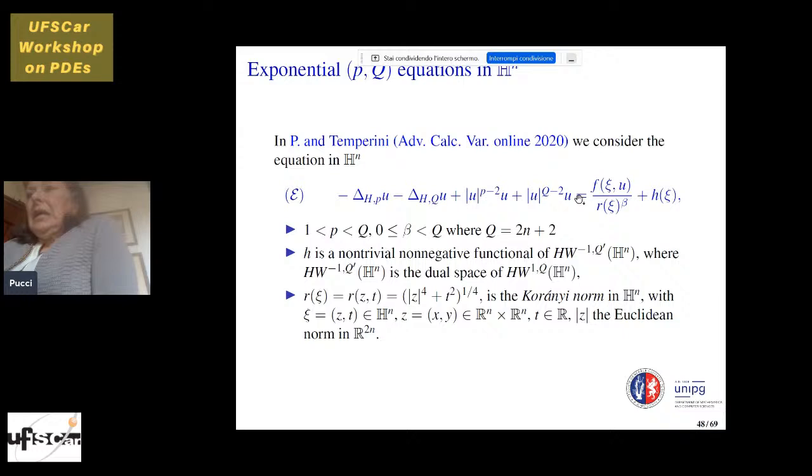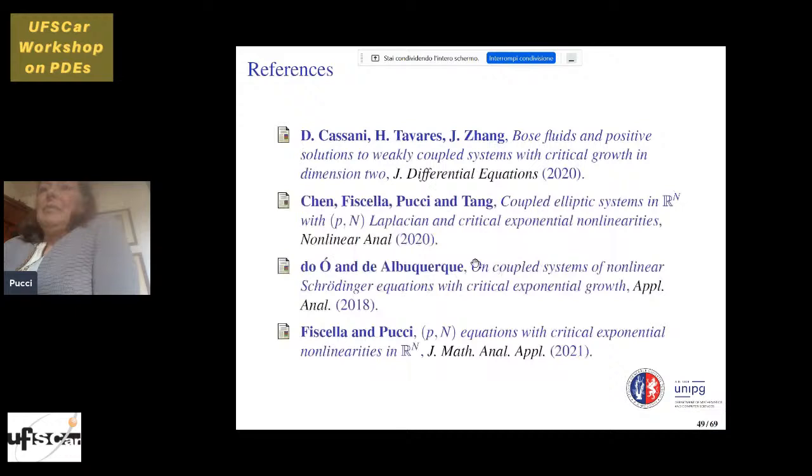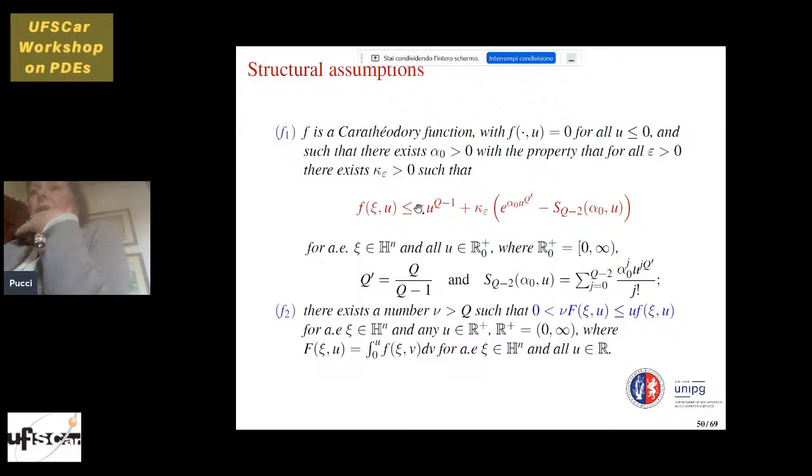an exponential growth, f has exponential growth, and involves also a coefficient which is of the Hardy type. So there are several problems with this exponential. I gave just a few examples and I refer to the literature. What is fairly new is this general growth on F, and very general.